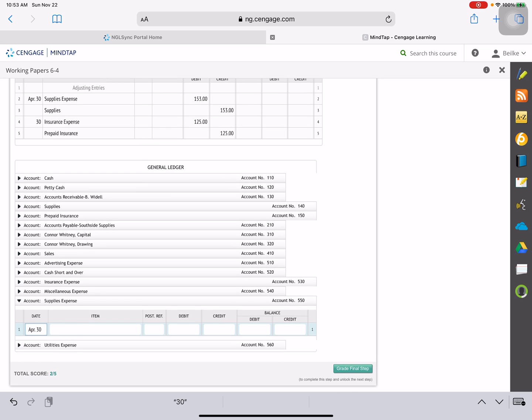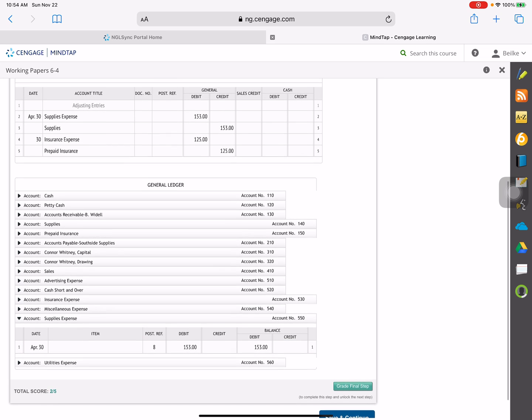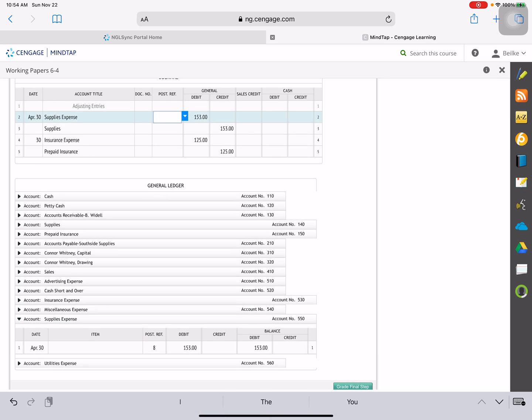We are debiting it for the post reference. It comes from page 8 of the journal. Our debit entry is $153. It has a zero balance, so the new balance for supply expense is $153. Remember, our last step is to go back into our journal and place the number in our journal, and this is account number 550.